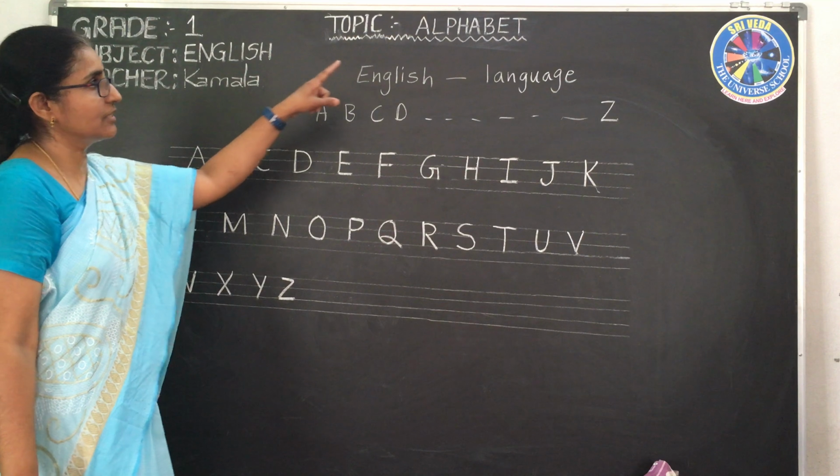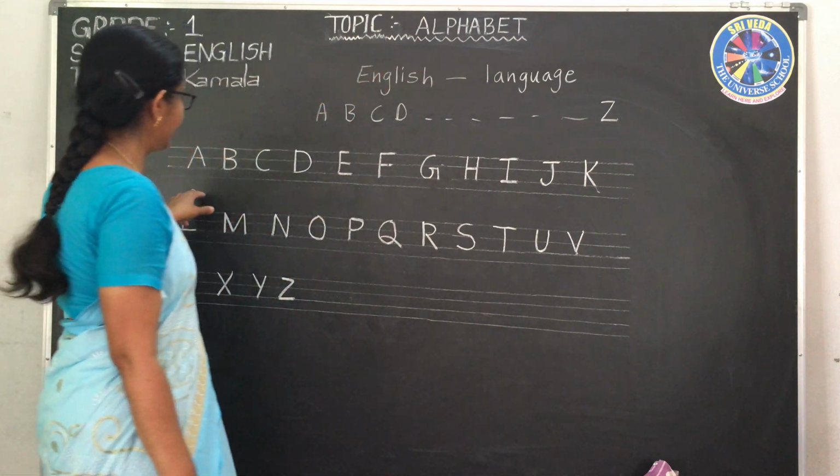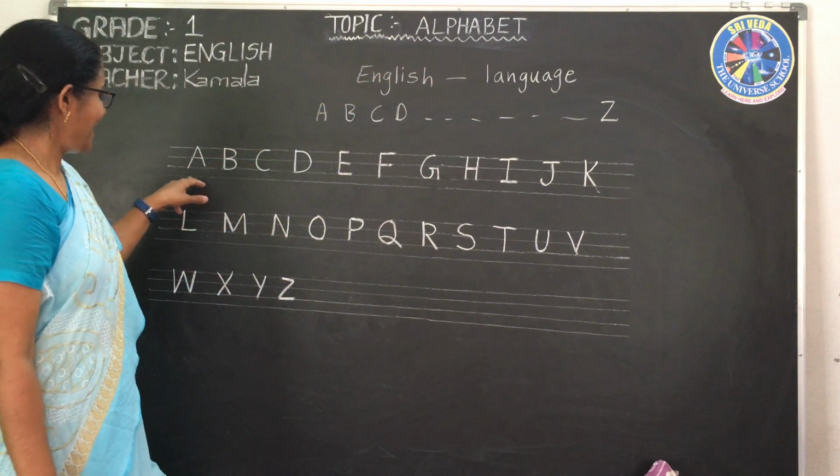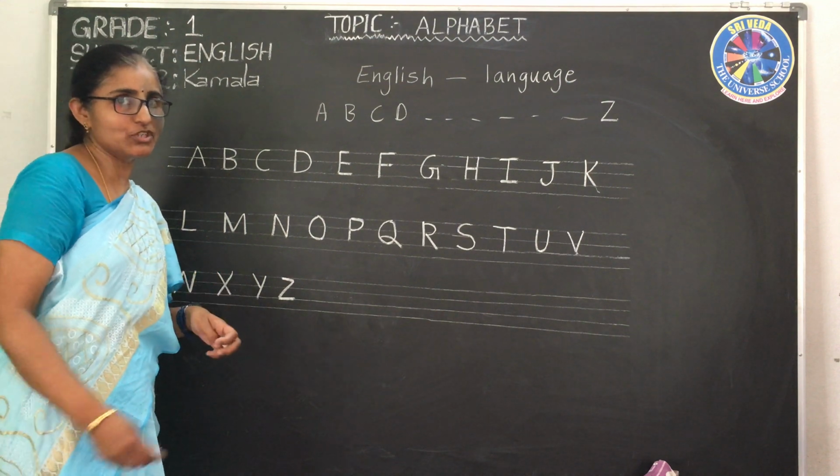So these are called what? A to Z are called the alphabet. And when you count this alphabet, how many are there? Have you counted any time, children?